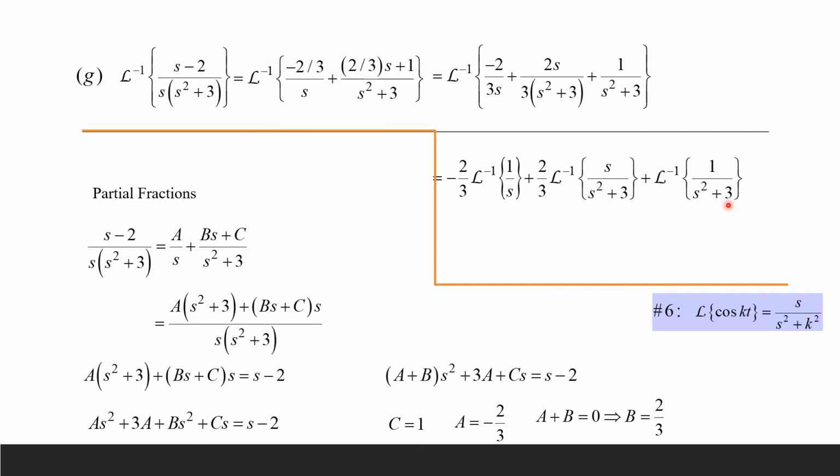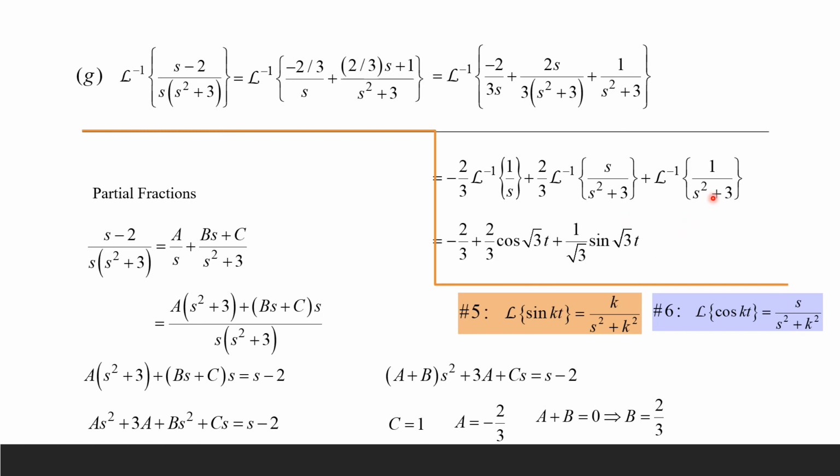Alright, so it seems that we are going to apply formula number 6 to get the inverse for this function, and formula number 5 to get the inverse of this function. Alright, so inverse of 1 over s, you can get it directly from the table, which is formula number 1. So negative 2/3 times 1, it will be negative 2/3 plus 2/3.